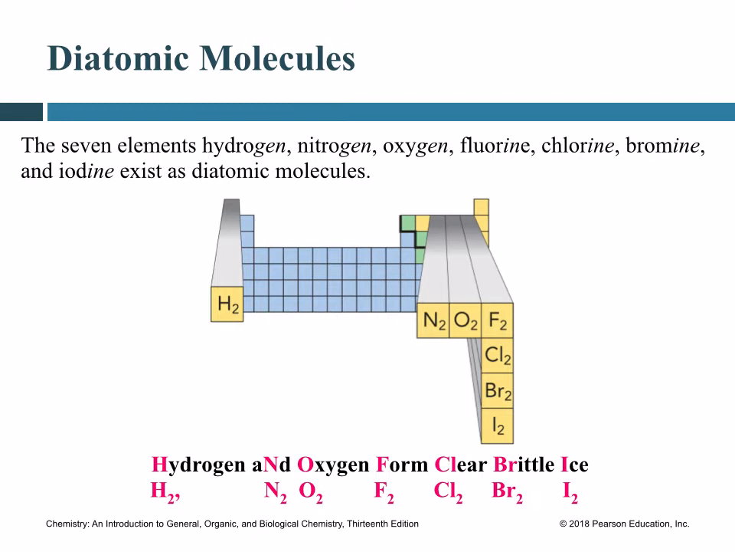You can also remember that all of the 7 diatomic molecules end in GEN or INE. So nitrogen, oxygen, hydrogen, fluorine, chlorine, bromine, and iodine. Lastly, they almost form a 7 on the periodic table as indicated on the image.